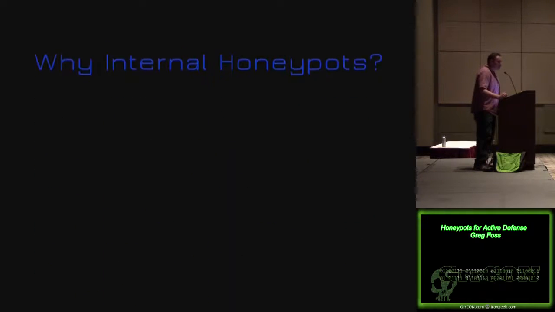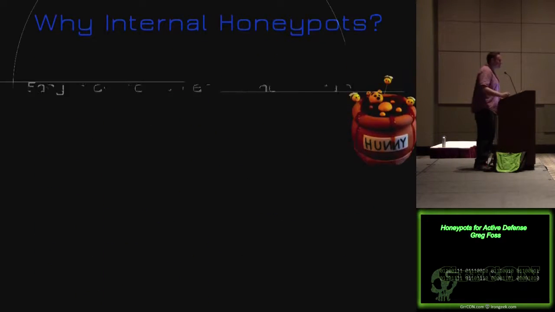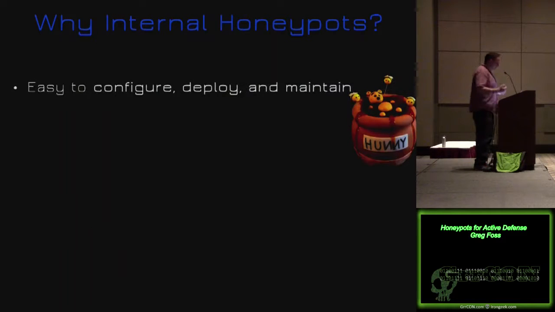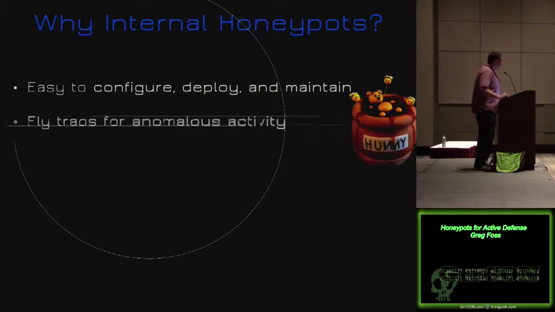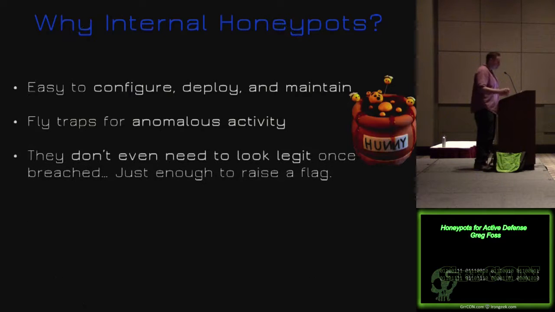So why internal honeypots? This is kind of what this whole talk's centered around. One of the things I like about honeypots is there's lots of different types of honeypots out there. They're very easy to deploy, they're easy to maintain because they're not real systems, and you can intermingle them with your legitimate systems on your network, so they look meshed in with your real environment. Essentially these are just fly traps for anomalous activity, which is great because you want to know when these systems are poked at. You want to see when people are trying to access things they obviously shouldn't be.